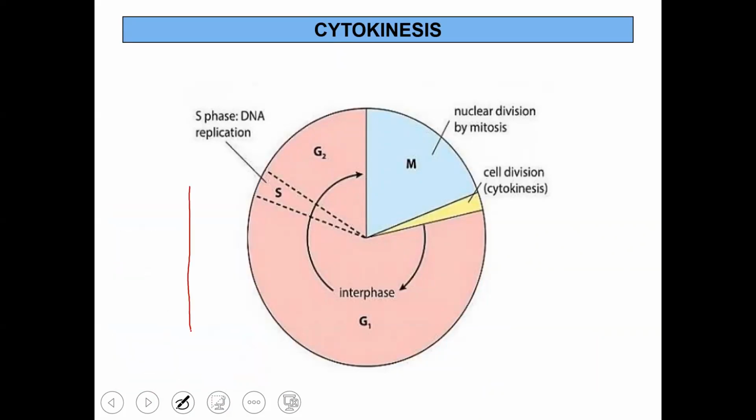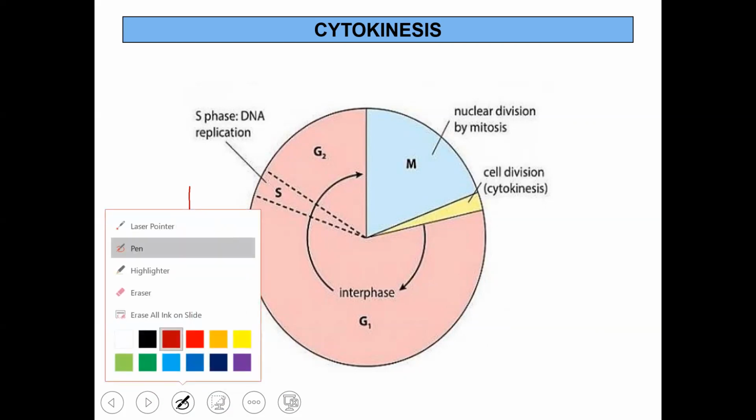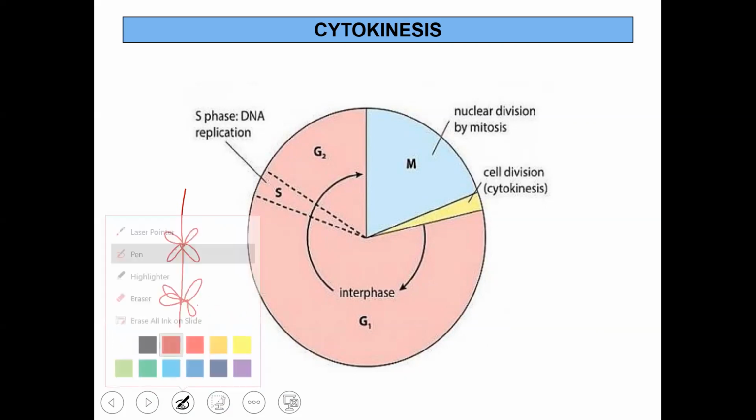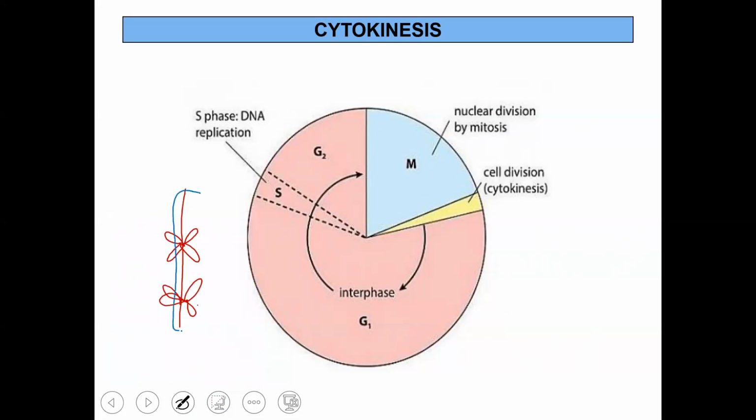Even during metaphase, the chromosomes align themselves on the equatorial plane. So if this is a chromosome, they align themselves on the equatorial plane. Now when a cell is undergoing division, the chromosomes are going to be separated, the chromatids are going to be separated, and along with that, even the organelles are going to be separated.